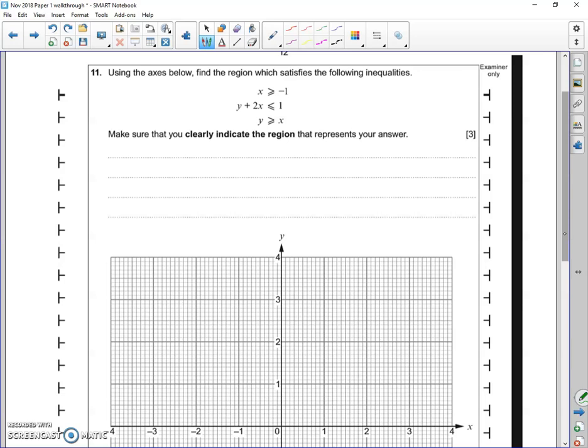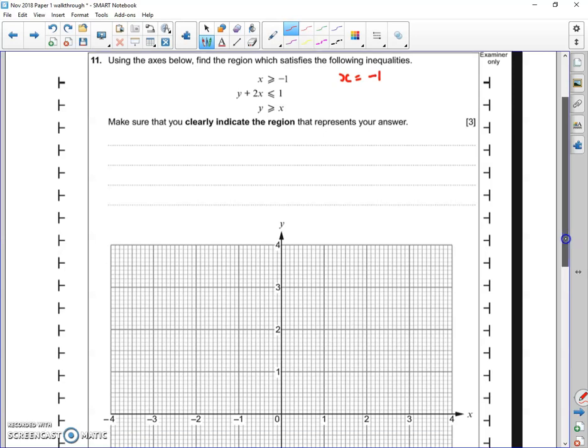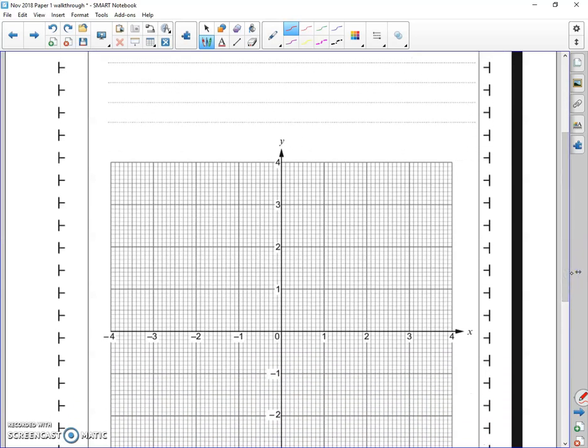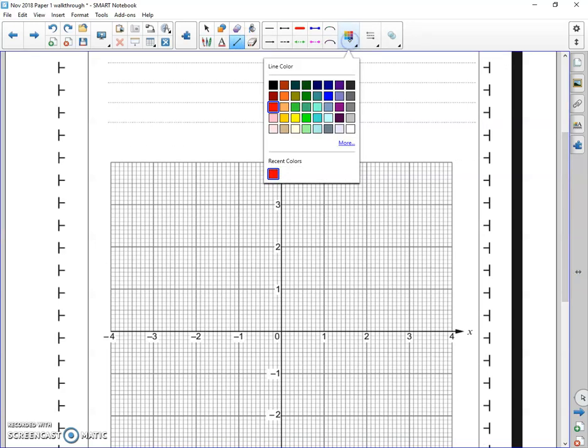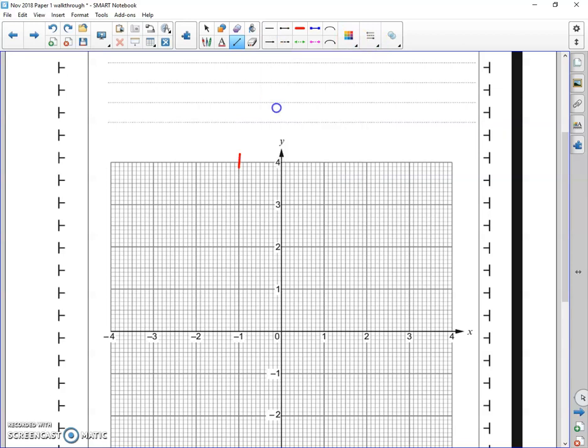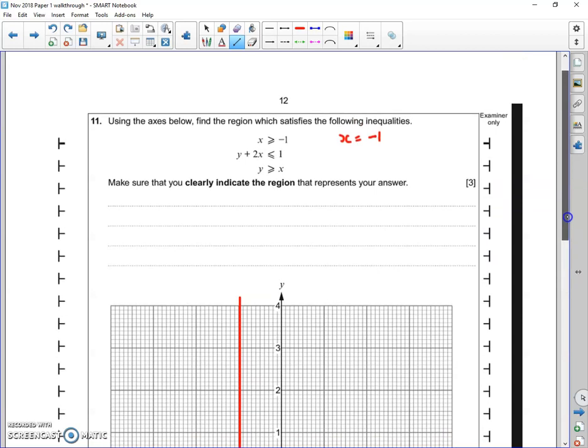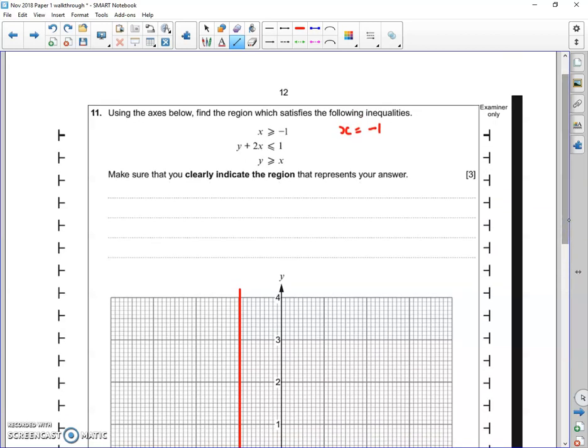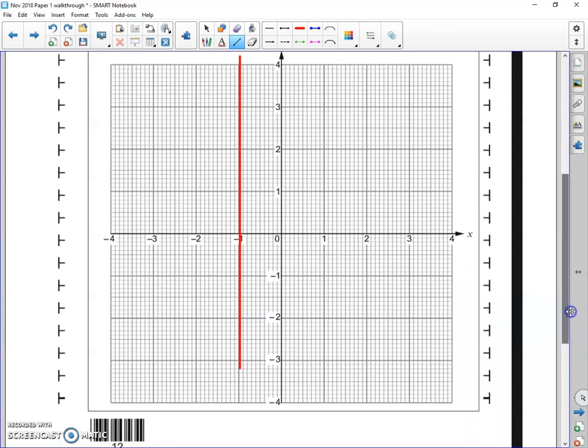The one we can draw straight on, and for now I'll just pretend that it says equals, x equals minus 1. That's a vertical line down through minus 1. So let's put that on, I'll put it on in red. So there we go, down through minus 1. It says more than in the question, so when I come to do my colouring, more than would be to the right hand side. Okay, stretch that line a little bit longer just in case we need it.